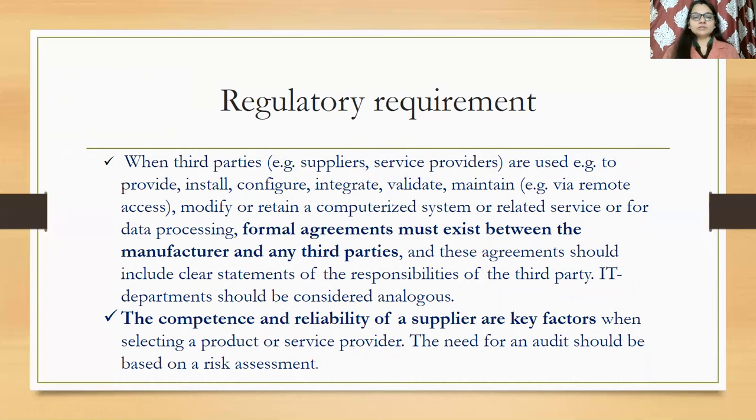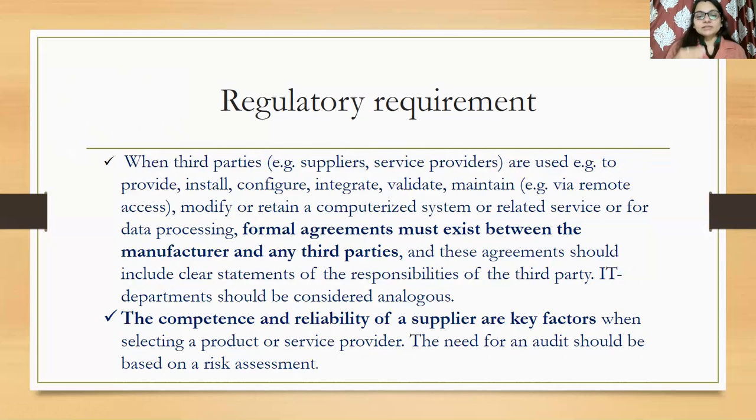When third parties, for example suppliers or service providers, are used to provide, install, configure, integrate, validate, maintain via remote access, modify or retain a computerized system or related service for data processing, a formal agreement must exist between the manufacturer and any third party. So guys, there should be an agreement, okay? And these agreements should include a clear statement of the responsibilities of the third party. The IT department should be considered analogous.